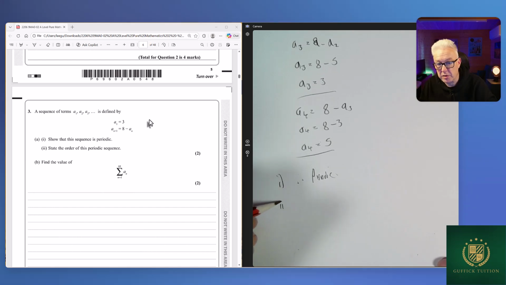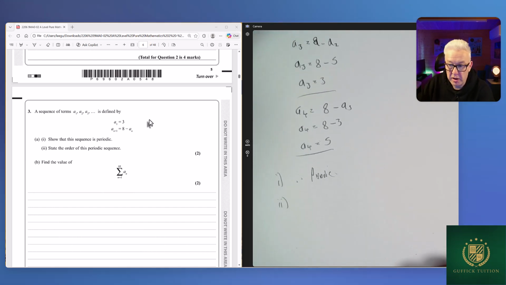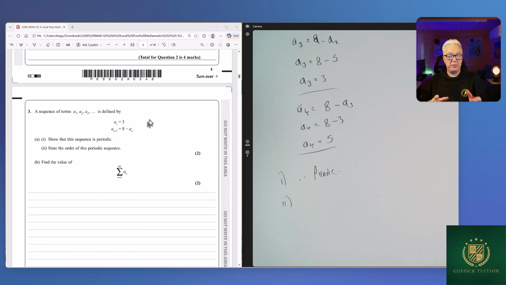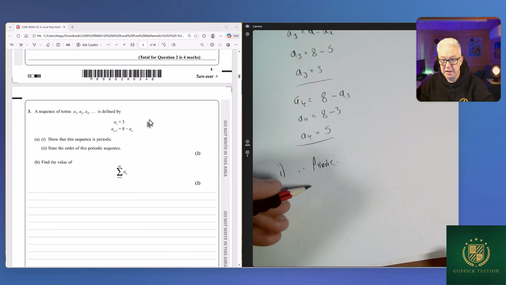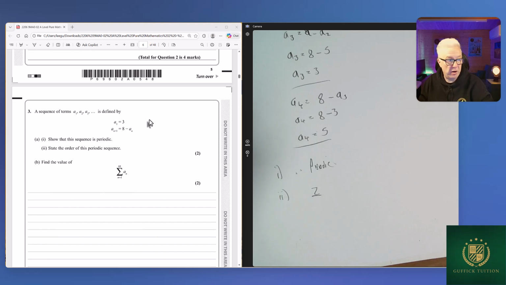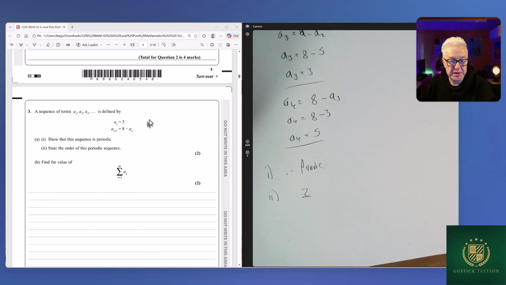Now, part 2. What is the order? So the order is how many terms there are before it repeats. And there's 2 terms before it repeats. So basically it's said to be of order 2. Now, part B. Find the value of the sum from 1 to 85 of an.